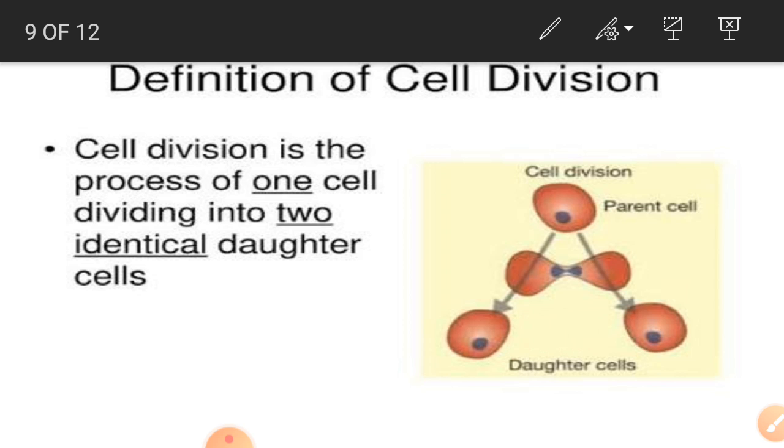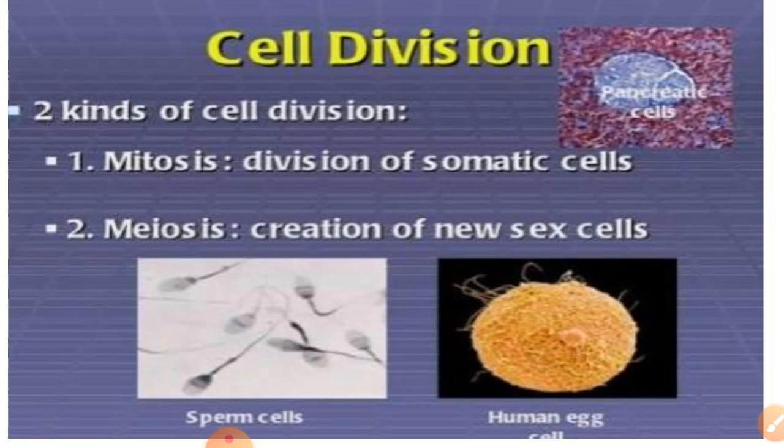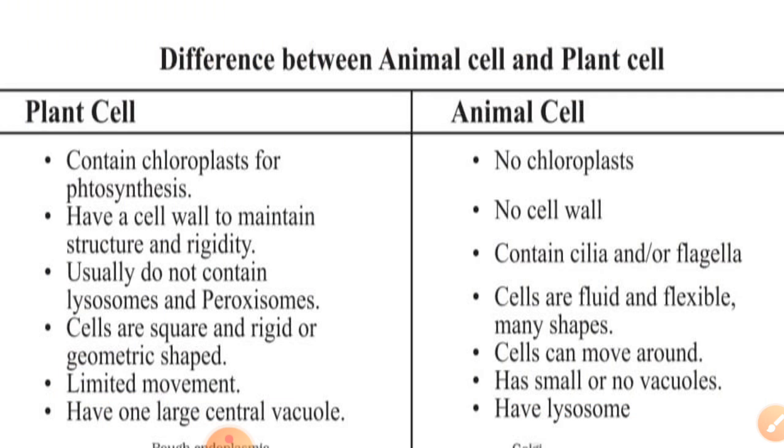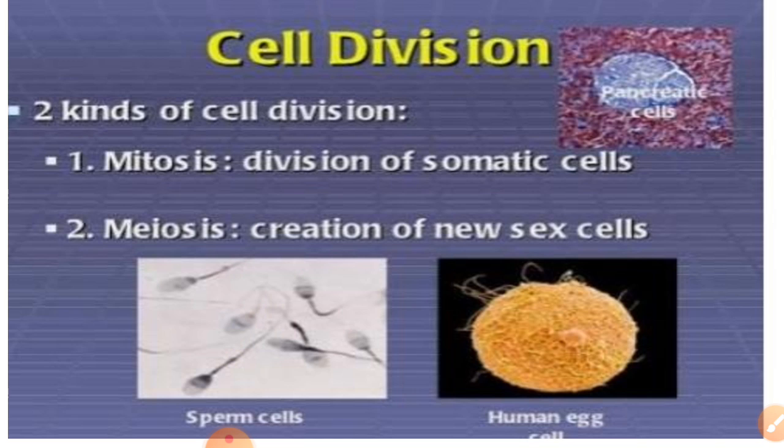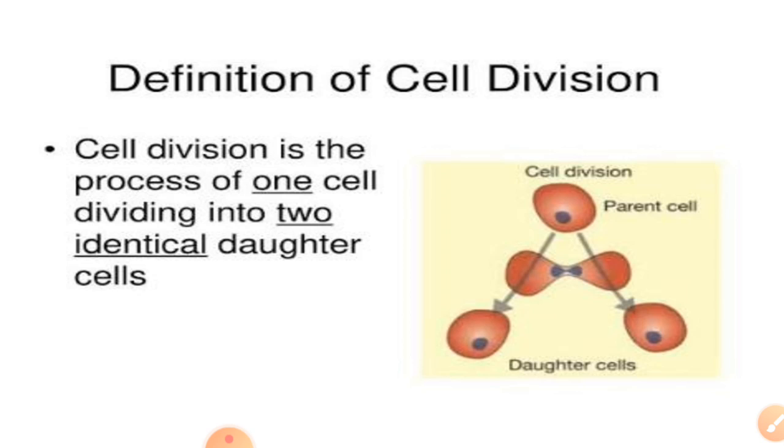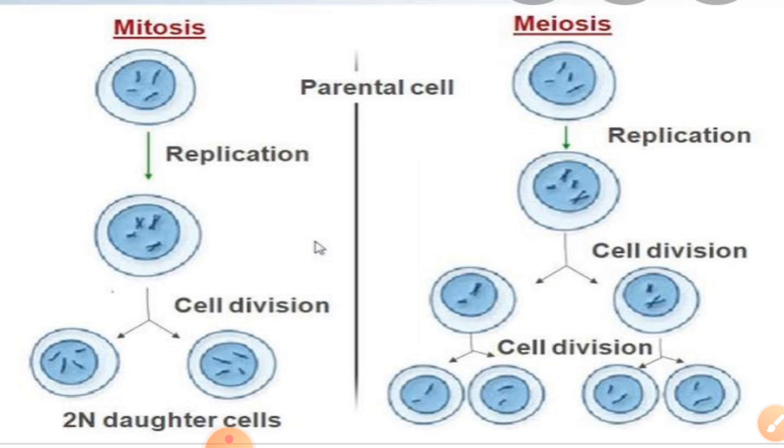Now, types of cell division. There are two kinds of cell division. First is mitosis and second is meiosis. Mitosis is the division of somatic cells, and meiosis happens in the sex cells. When we create new sex cells, it is done by meiosis. Now we can see here mitosis and meiosis.